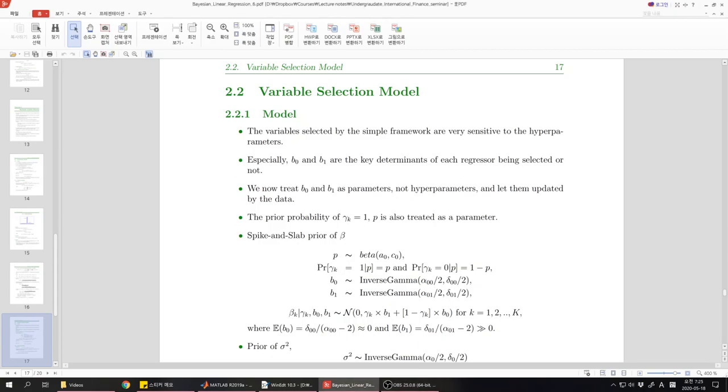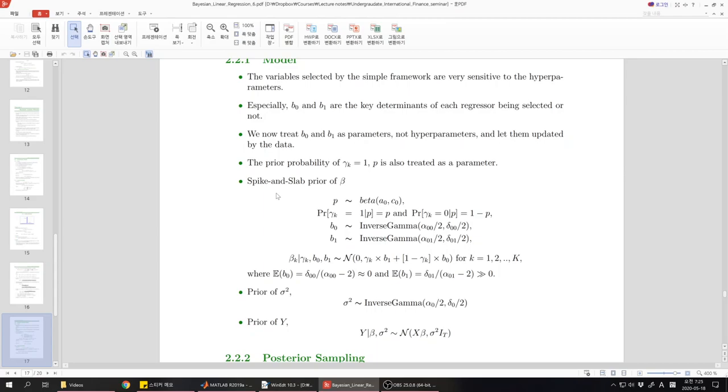Alright, now we are moving to the complete version of the Bayesian variable selection, or stochastic variable selection, model. There are two key differences. Now here we are sampling this P parameter and B0 and B1. Okay, so then as always we begin with the model description, or the data generating process.